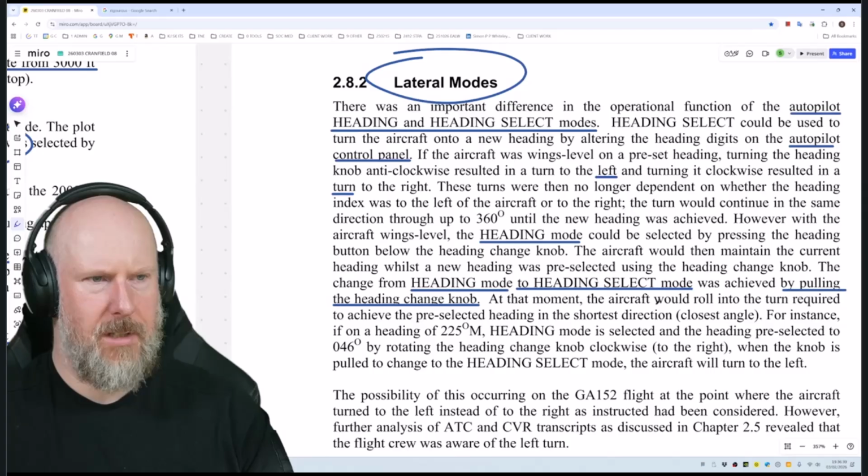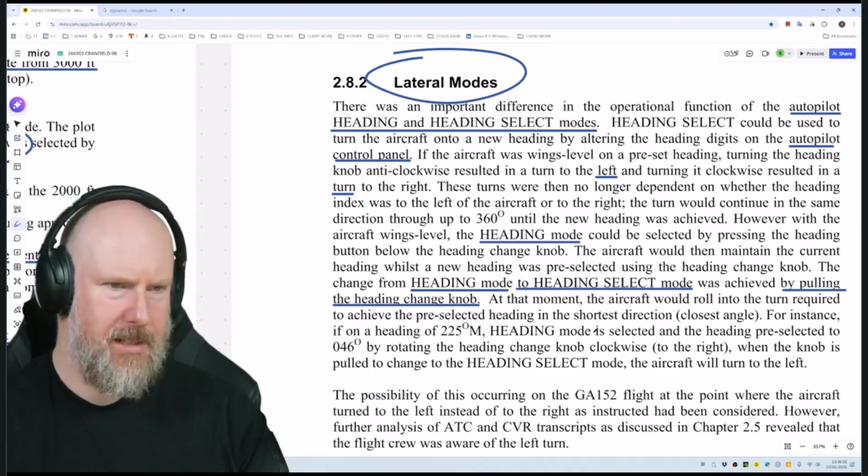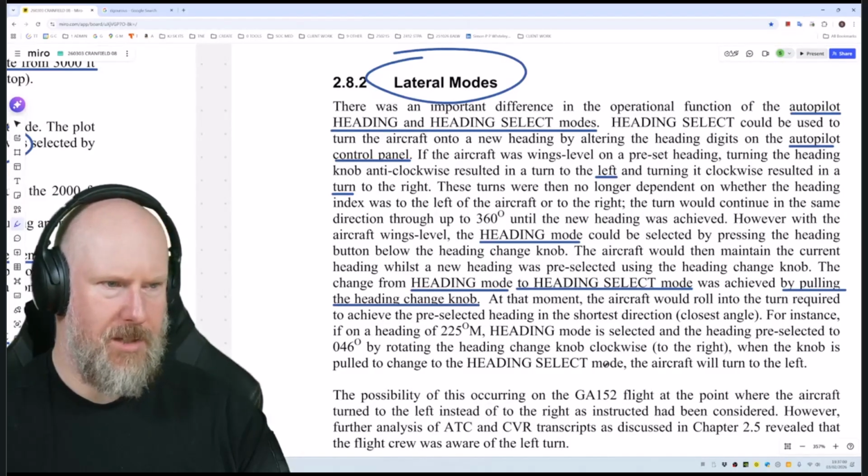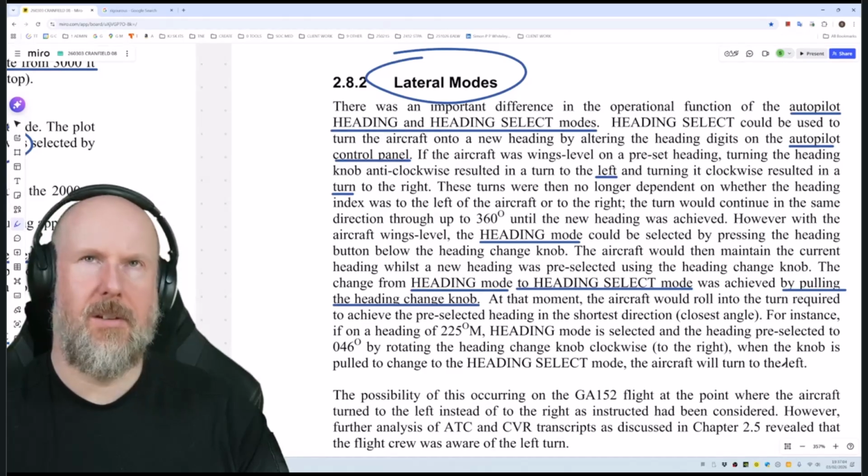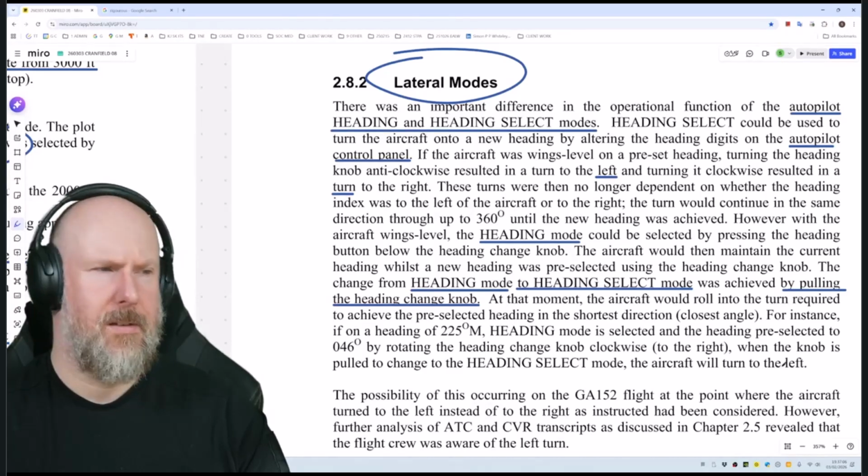At that moment, the aircraft would roll into the turn required to achieve the pre-selected heading in the shortest direction. For instance, if on a heading of 225 magnetic, heading mode is selected and the heading pre-selected to 46 by rotating the heading change knob clockwise to the right, then the knob is pulled to change to heading select mode. The aircraft will turn to the left. Okay.